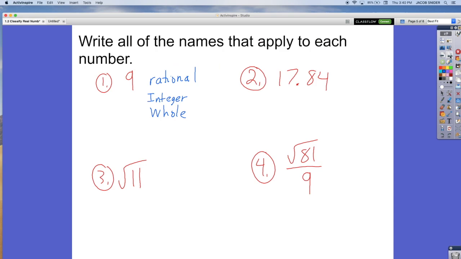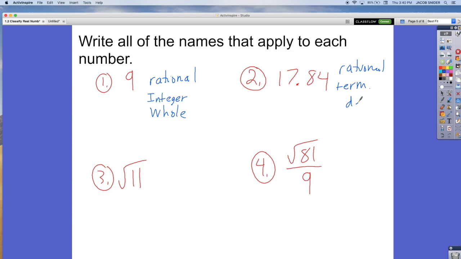Okay. 17.84. So is it a decimal that goes on forever and ever? Nope, sure is not. So that makes it rational. And what else doesn't make it? It's not an integer. It's not a whole number. It's not regularly on a number line. So I could call it a terminating decimal.